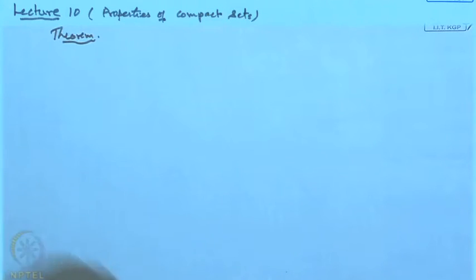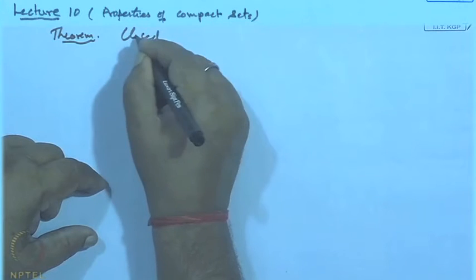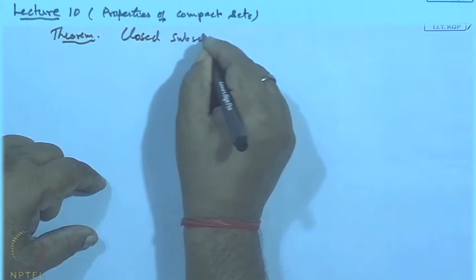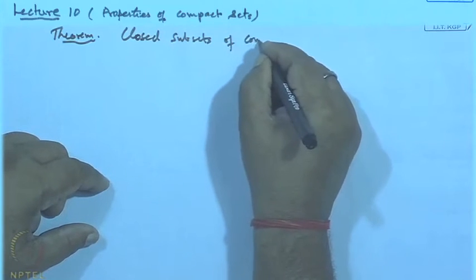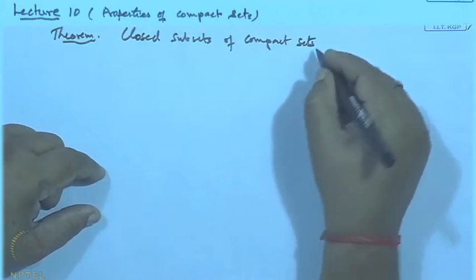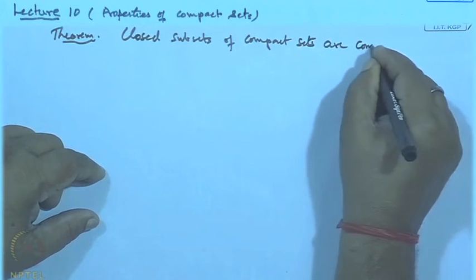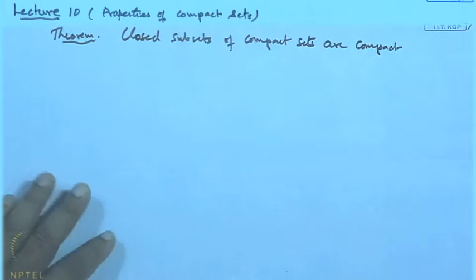Okay. Closed subsets of a compact set. Closed subsets of compact sets are compact. So, this we wanted to show, prove.